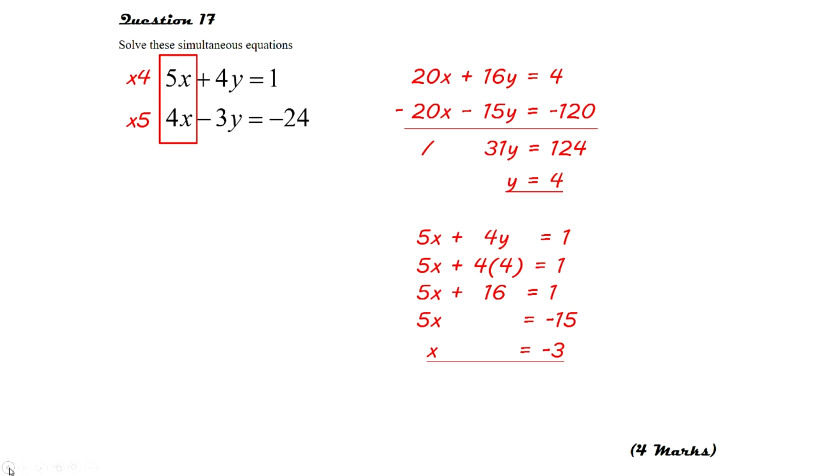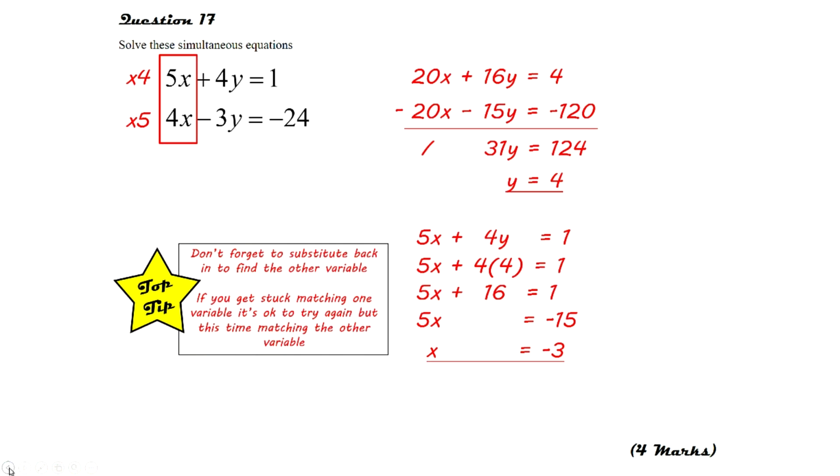So my top tips for this one: don't forget to substitute back in to find the other variable. Once you've worked out what y is, you're only halfway there. And if the worst case scenario does happen and you get stuck matching up one of these variables, that's fine. If I'd got into trouble matching up my x's, then what I would have done was maybe abandoned that attempt, put a line through it so it's still visible to the examiner, and had a go at matching up the y's, because sometimes that can be a little bit easier for us. But don't forget, if you do get into trouble with one of them, you've always got the option of saying, okay, I'll try this again, but this time match up a different variable.